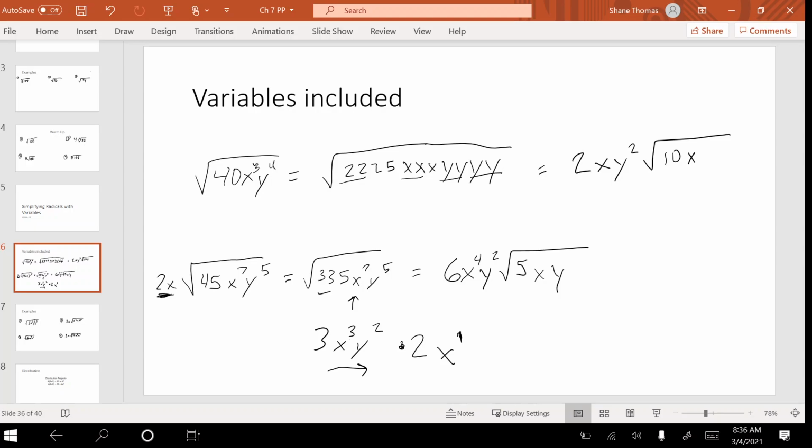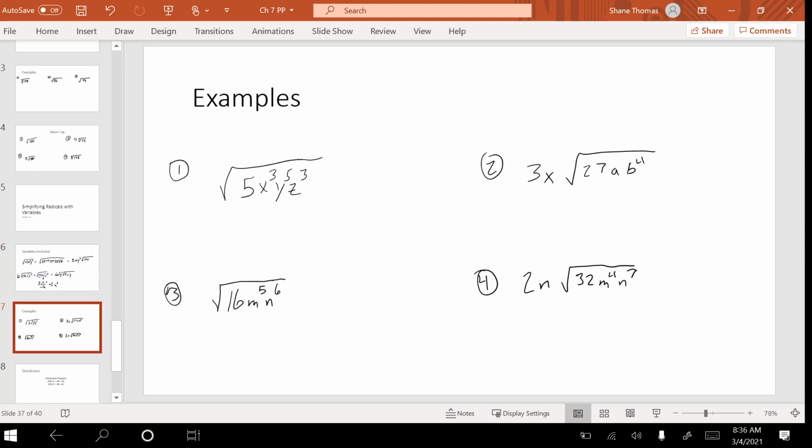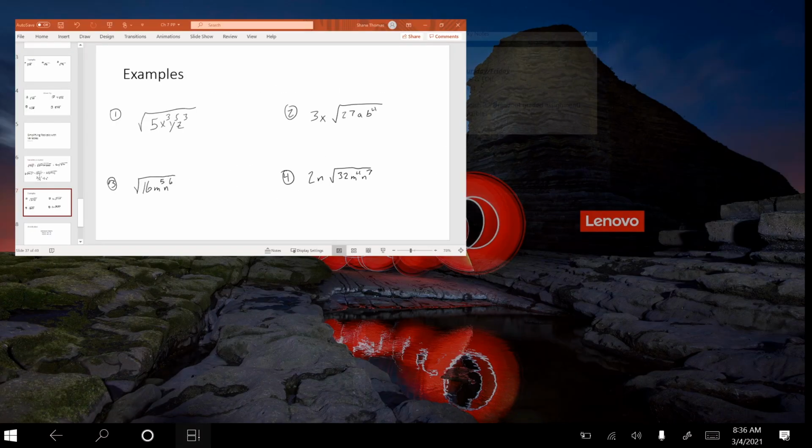Guys, this is all related. Exponents, roots, everything is related to each other. That's why I group them together. Okay. Here you go. It's 4 problems.